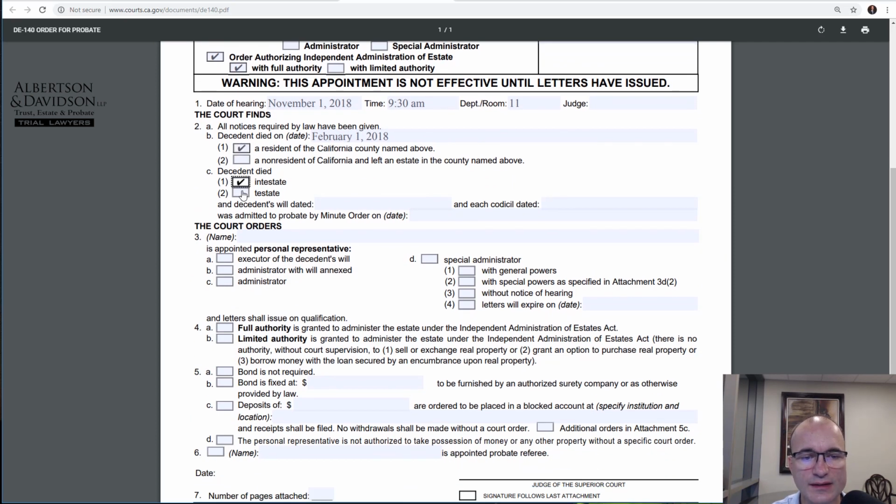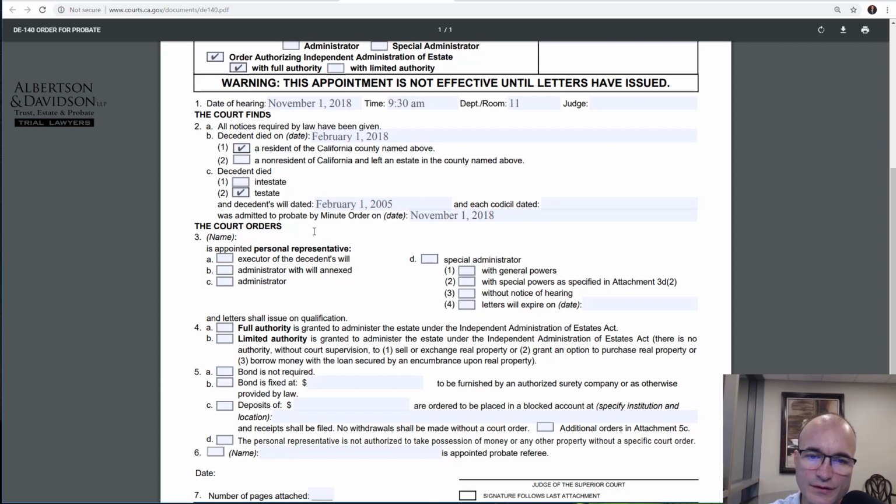Decedent died either intestate or testate. So intestate means no will, testate means a will, and if it's testate, then the will was dated on whatever date it was dated. So let's say it was February 1 of 2005, and you put in any codicils. Codicils are just amendments. Was admitted to probate by minute order on. So the minute order is just the written document that the court puts out on the day of the hearing where the court granted your petition. And the court makes a note of every action it takes, and that note is called a minute order.